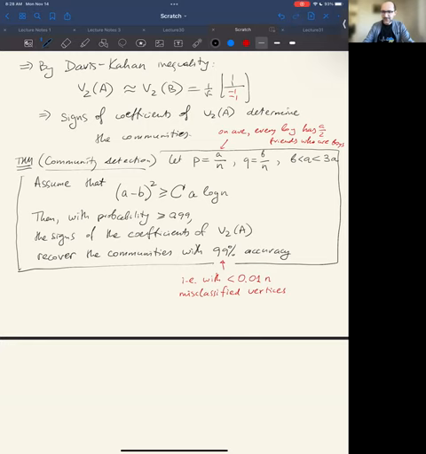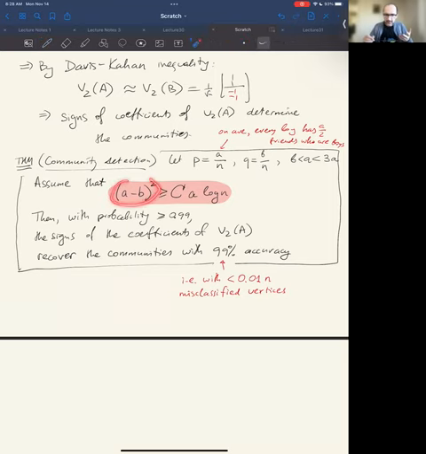Cool. This is our theorem. I'm going to prove it. Any question about anything so far, including the statement of the theorem? Good. Separation assumption, so far so good. Yeah, A minus B squared.